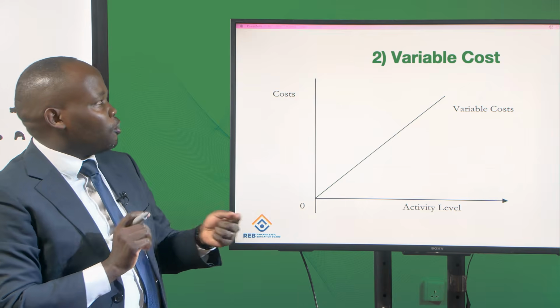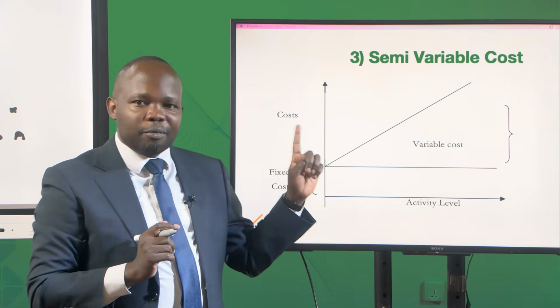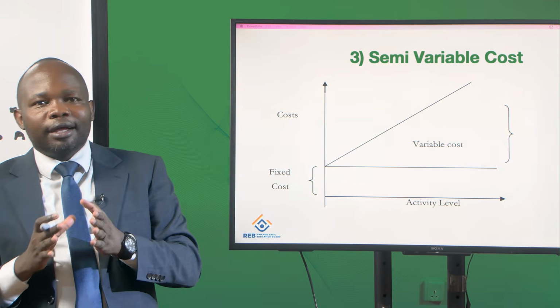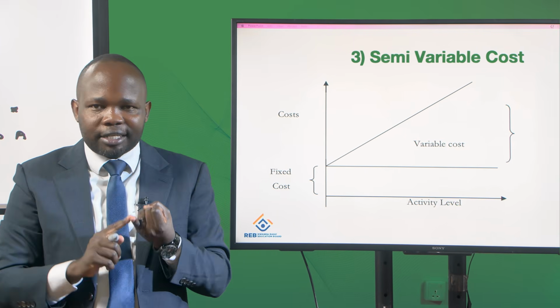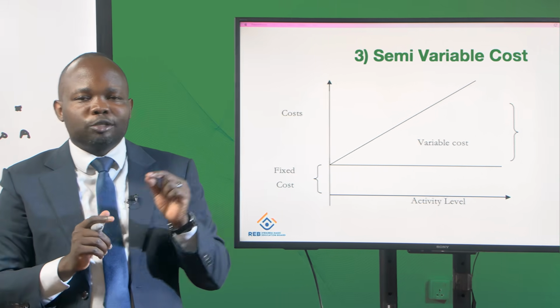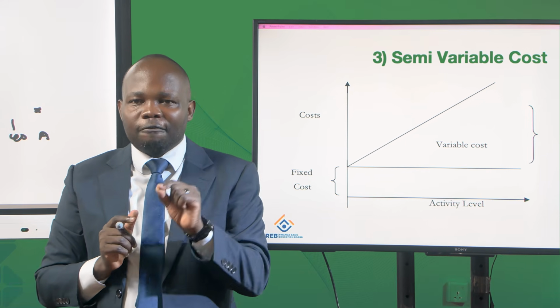The next type of cost is called semi-variable cost. Now, in chapter 2, again, we looked at semi-variable cost and we defined it as a cost that is both fixed and variable.